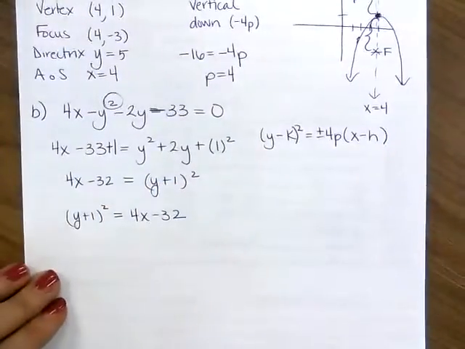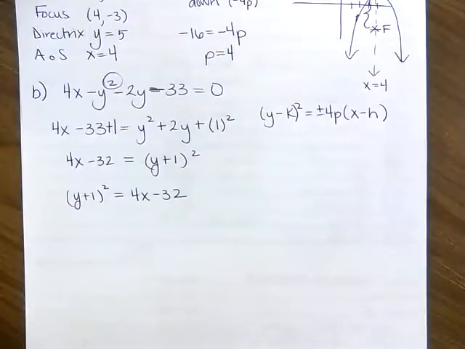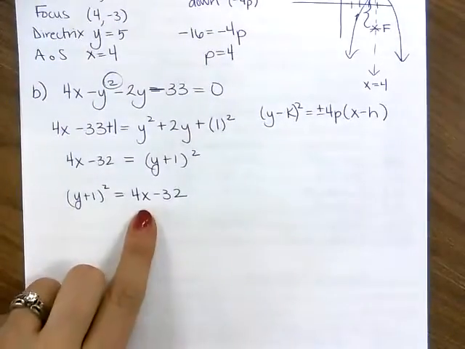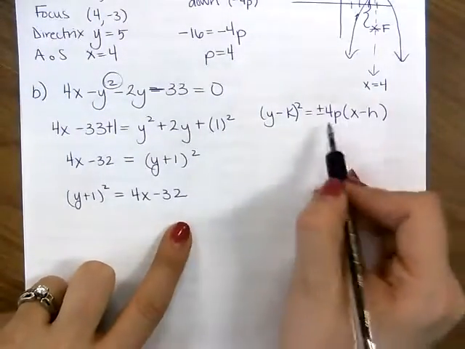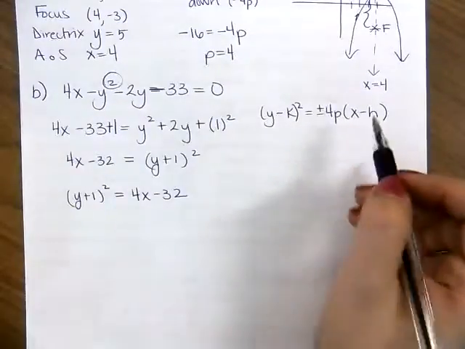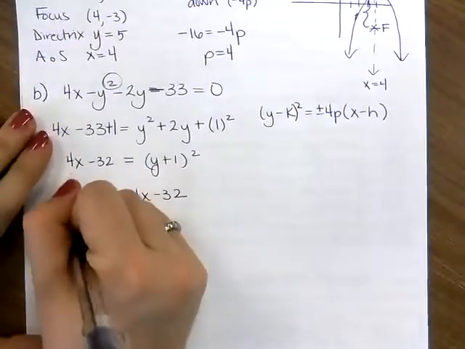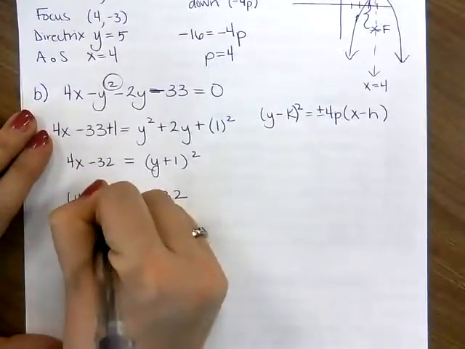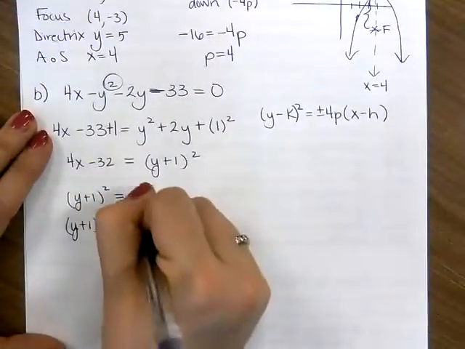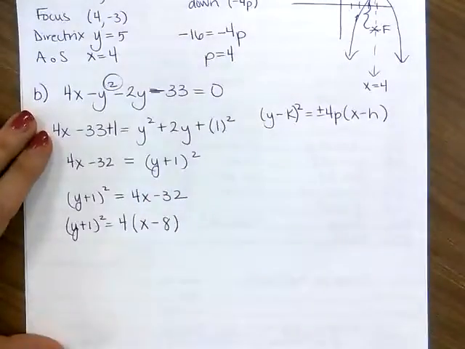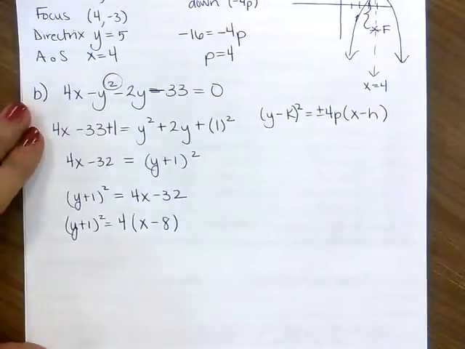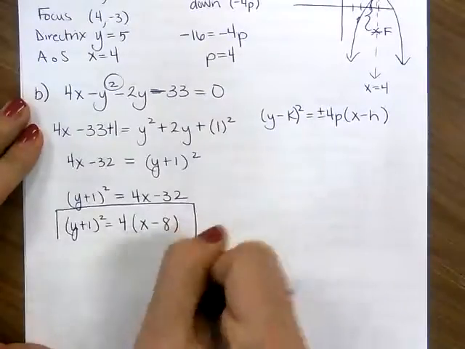Okay, I'm getting really close now. What do you think I have to do now? I've got to factor out this 4. See, I have to have a number outside of the binomial, so I need a coefficient of 1 here. So I'm going to factor out the 4, and that's going to give me 4 times (x minus 8). Okay, so here's my standard form.